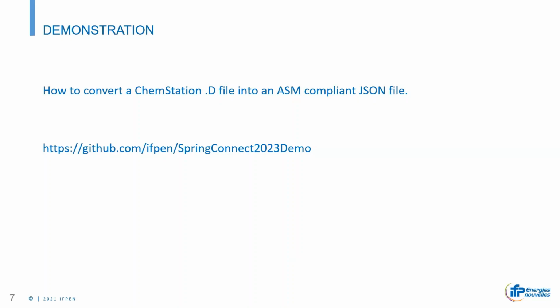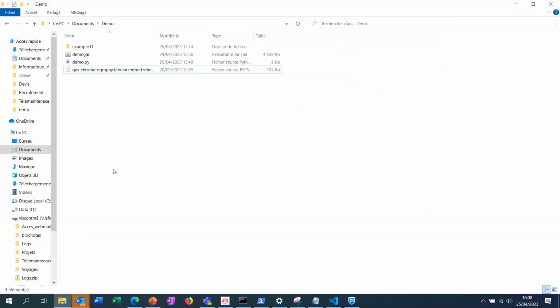Then maybe a quick demo to show how this works. So you have a ChemStation file that was just acquired. And I want to make an ASM compliant JSON file to use after. The code is available again on our GitHub. So what I'm going to show today, you can reproduce at home if you want to. Let's go. So I have an example.d file.